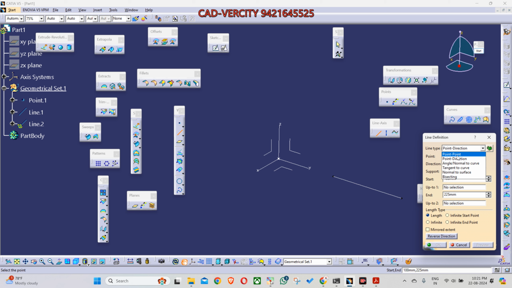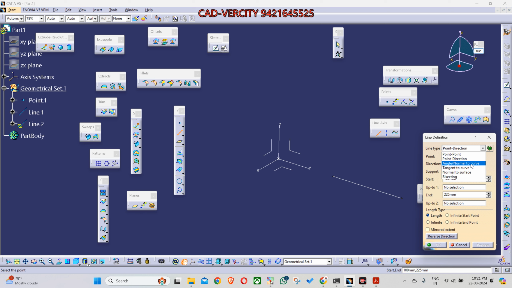We have not done point to point. We will do this, but we will need two points. Okay. Let's do this one. Angle normal to curve. What does it mean? Angle normal to curve. Just imagine a line which is perpendicular to any curve.